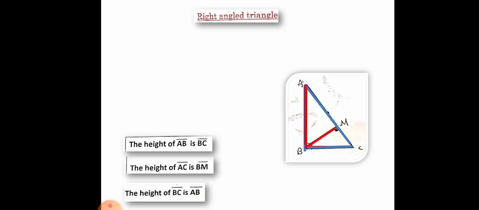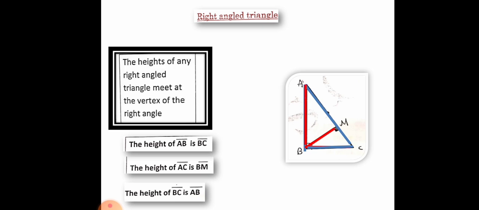Now the three red lines we have drawn right now, this is BC and MB and also AB. These three lines are considered to be the altitudes for this right angle triangle. And as you can see, these heights or altitudes meet also at one point, which is B, the vertex of the right angle. So in the previous example, in the acute angle triangle, the three altitudes met inside of the triangle. But here they meet at the vertex of the right angle.